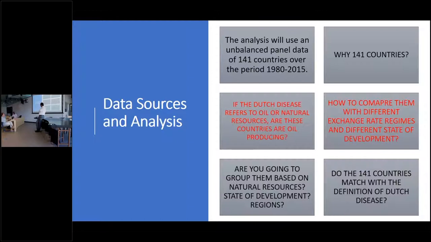Because they are rich in oil. But Saudi Arabia is doing better after it found oil than before it found oil, while the Netherlands, with Dutch disease, crashed when they found oil. Saudi is better after oil, so I don't see Dutch disease in Saudi Arabia.